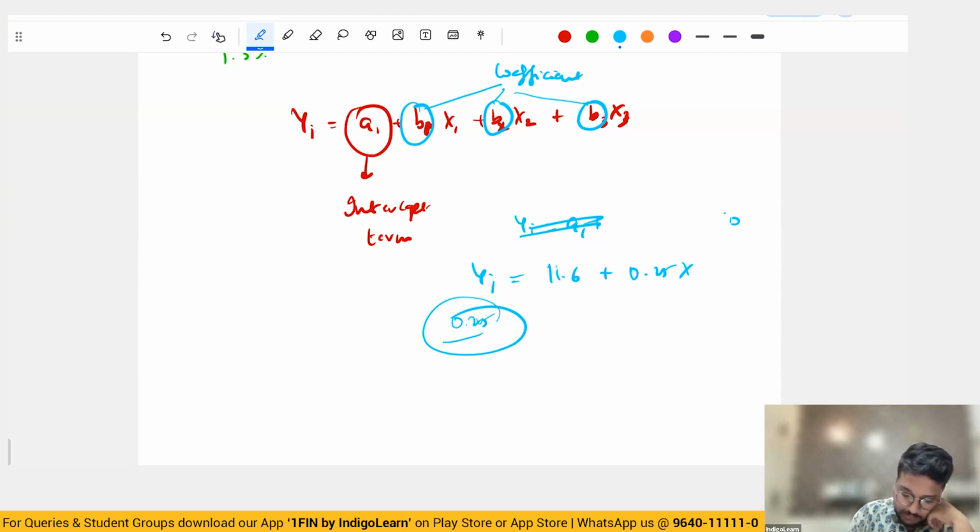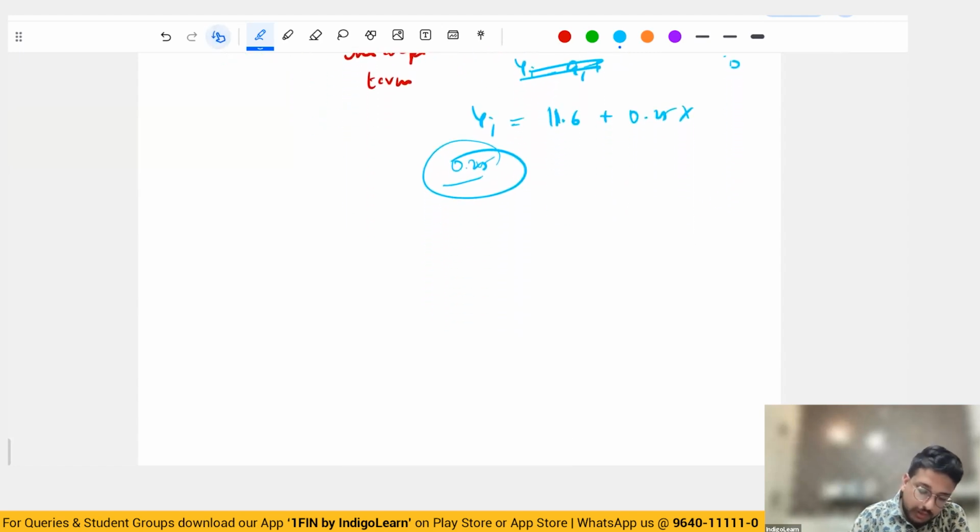This is 11.6. The intercept term is 11.6. My question to you is, what does this 0.25 indicate over here? So 11.6 is where it intercepts. 0.25 is the slope, and x will be your independent variable. What I'm trying to ask is, in terms of this regression equation, what is the significance of 0.25? When we say slope, what does it mean? Means the x variable by the y variable.